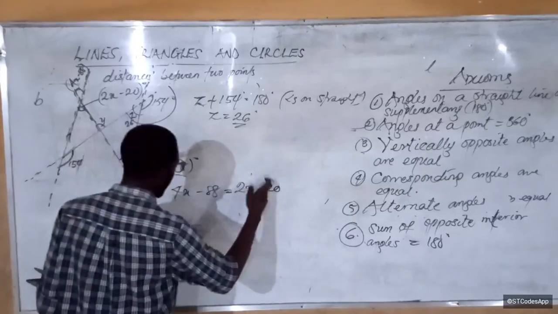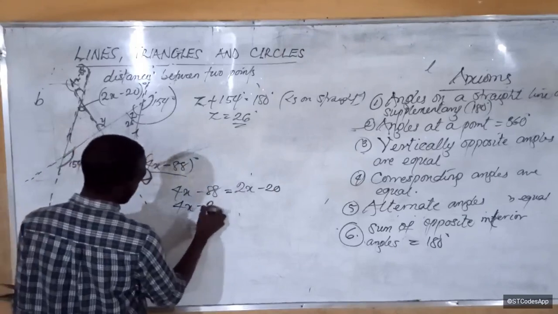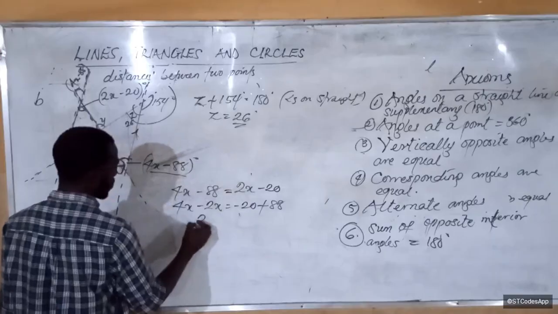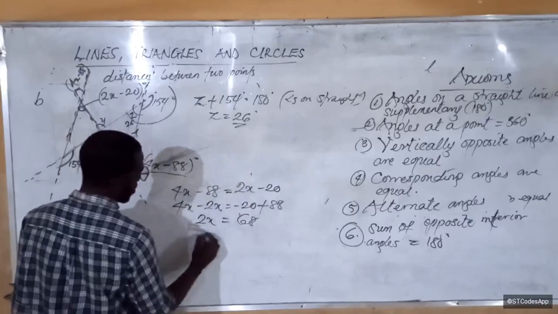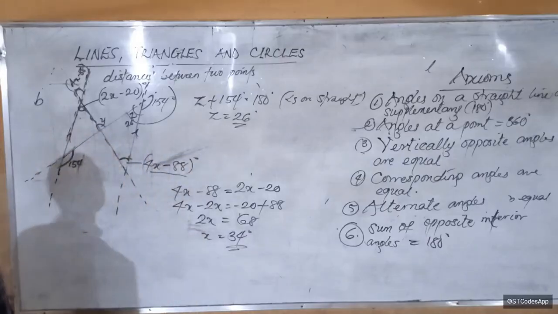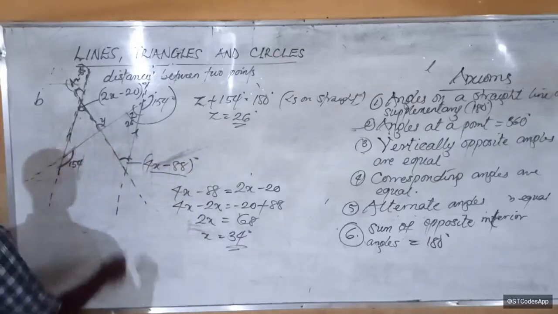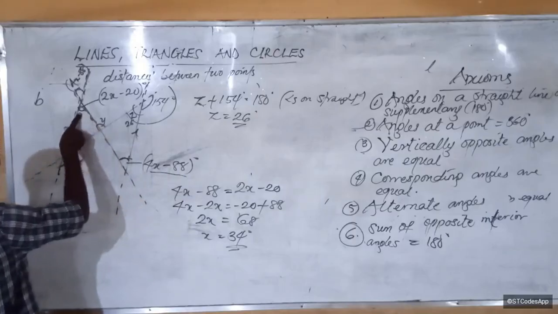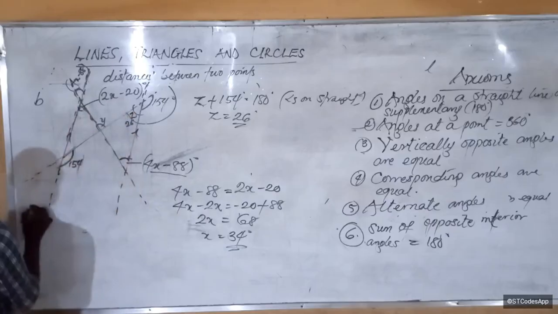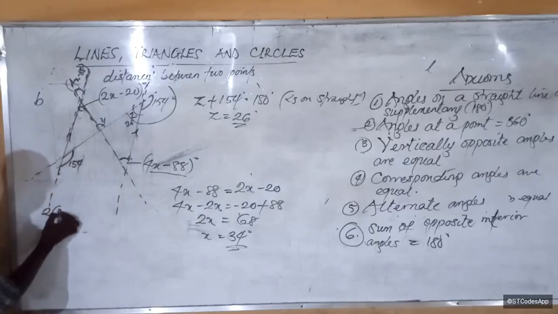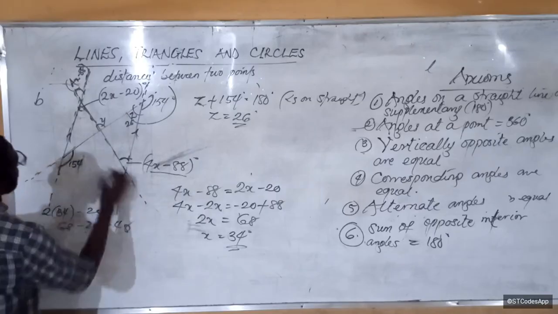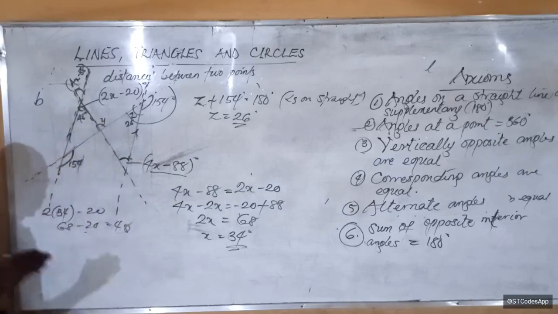Do you now understand? Alright, so from here we have 4x minus 2x is equal to minus 20 plus 88. So this gives us 2x equals 68. So x equals 34°. Is it not simple? So now let's use our x, 34, to get what is there. It says it's 2x minus 20. So that will be 2 into bracket 34 minus 20. 68 minus 20, that's 48. So this angle is 48. Are you following me?